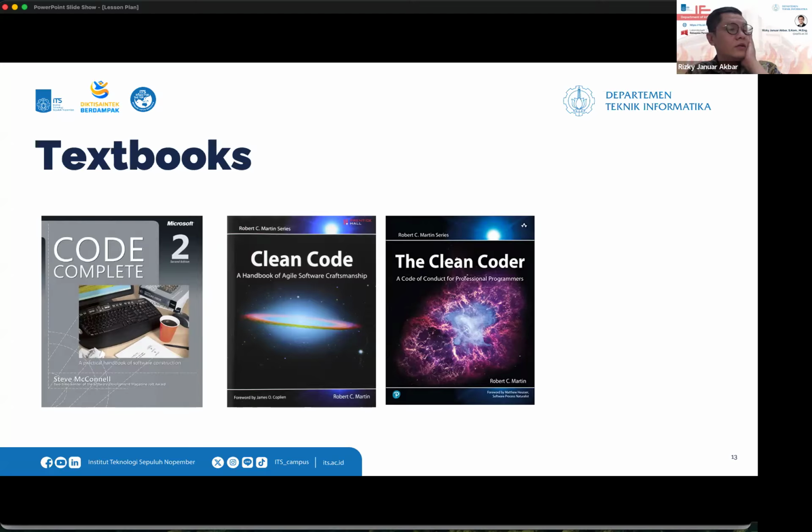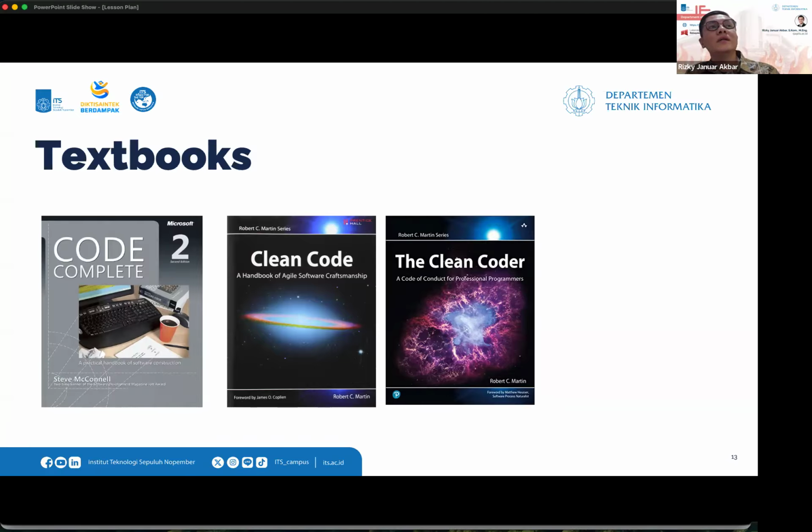Steve McConnell is a Microsoft employee. This book explains many aspects of software construction, for example, writing clean code, managing complexities, managing dependencies, and how to lay out the code. So he talks about those aspects of software construction in this book.